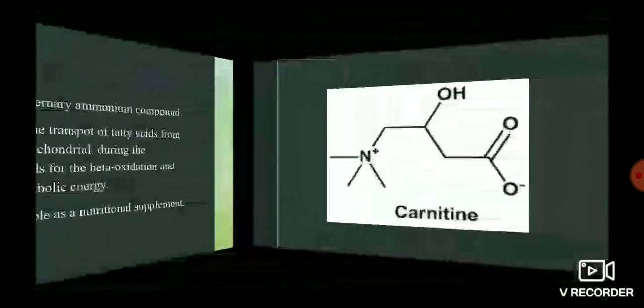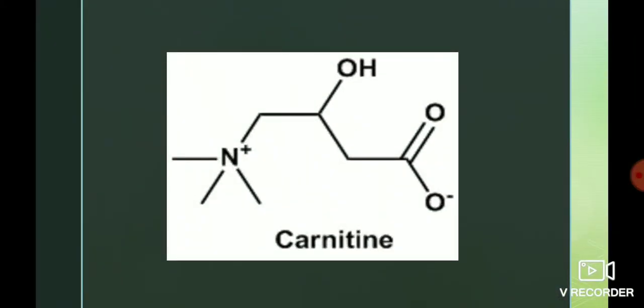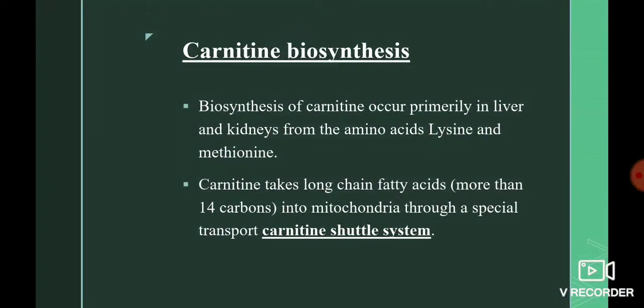So here is the structure of carnitine. In the next slide, let's see how and where it synthesizes. Carnitine is basically synthesized in liver and kidney. Moreover, it is synthesized from two amino acids, which are lysine and methionine. Actually, small and medium-sized fatty acids can easily pass through the mitochondrial membrane, but the long-chain fatty acids, about more than 14 carbons, need carnitine to shuttle inside the mitochondria.